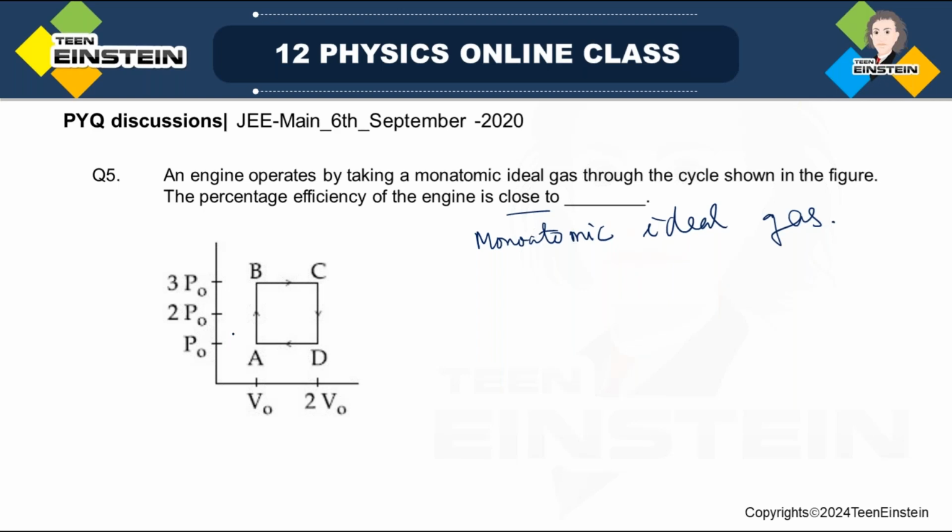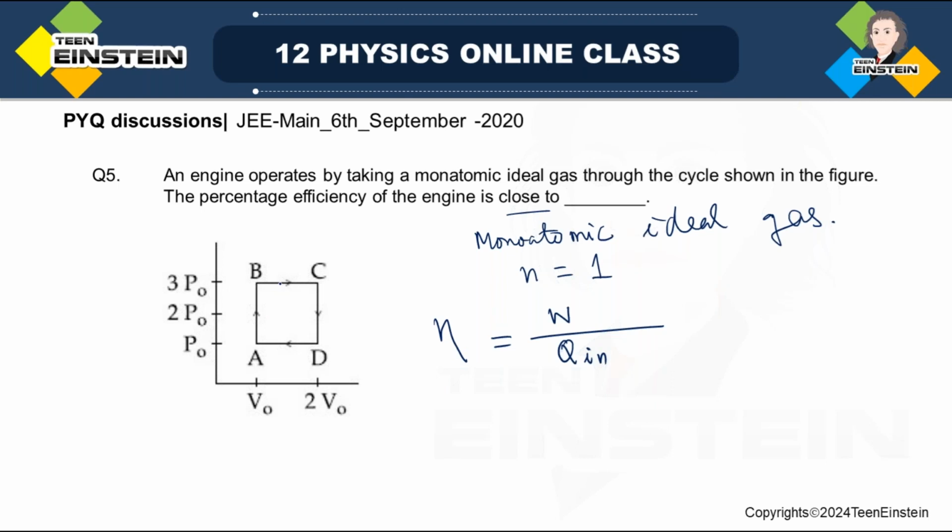The working of this engine is depicted over here from this curve. See here, monoatomic gas, but since it is not mentioned how many moles, I'm taking the number of moles to be 1. Okay, so efficiency is found out by taking the ratio work output divided by heat input. So what is heat input here and what is our work output?